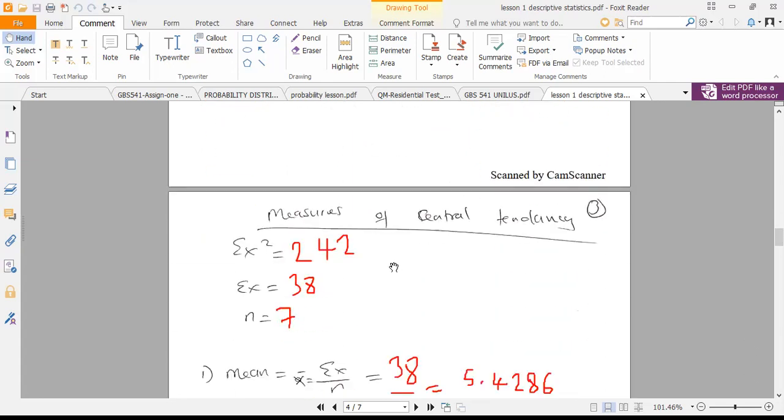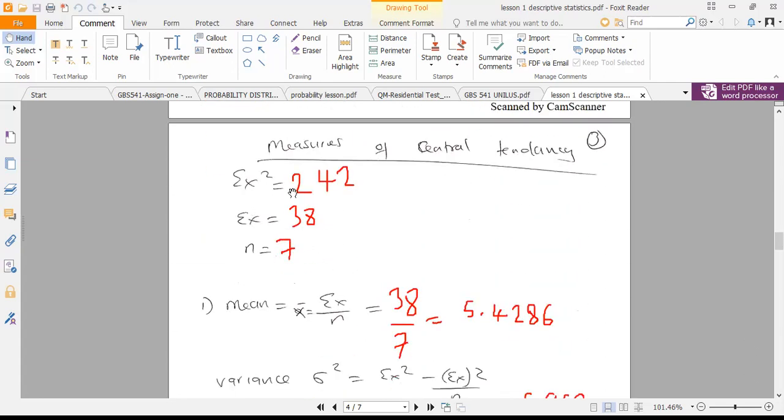So these are the measures of dispersion. Then we already found the totals. Summation of x squared is 242, summation of x is 38, and our n is 7. For a sample mean, it is given by x bar. So summation of x over n is the formula for the mean. So in this case, 38 over 7, we get 5.43. So this is how we find our mean.